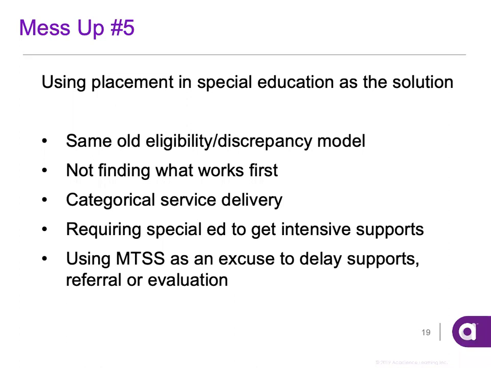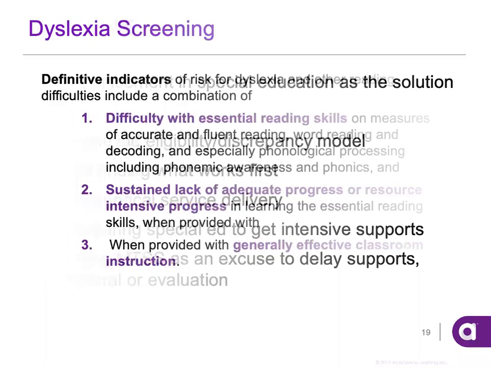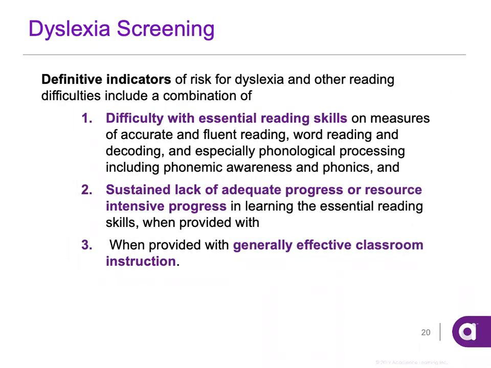MTSS, progress monitoring, even eligibility determination for special education should not be focused on documenting the student's failure. If that's all we needed to do, we could go back to the same old discrepancy model that we used to use for determination of learning disabilities. I'll be talking a little bit more about using Acadience Reading in the determination of, or for dyslexia screening in a workshop that I'm doing tomorrow.